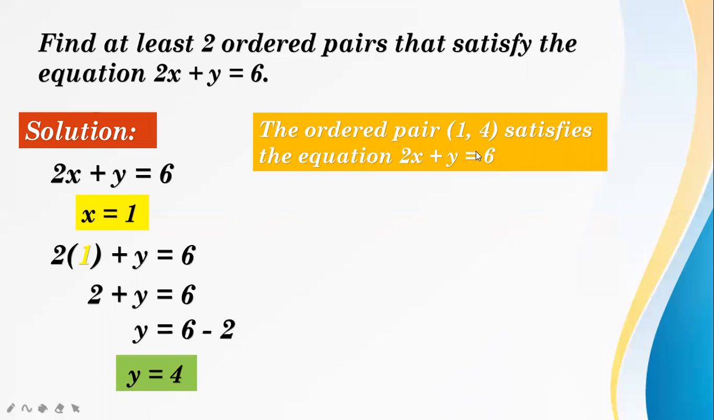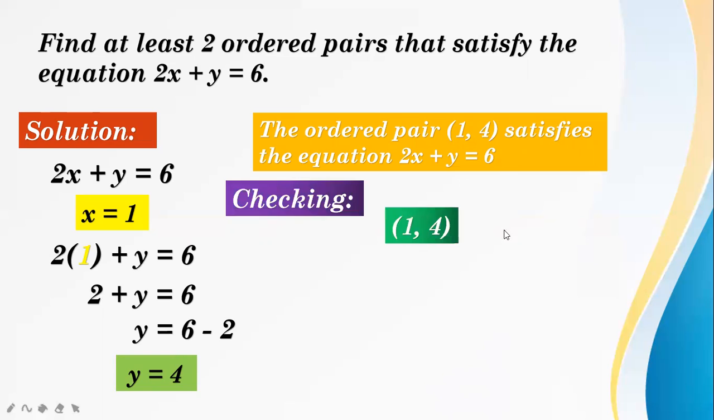The ordered pair 1, 4 satisfies the equation 2x plus y equals 6. Let us check. 1, then 4. This will be your ordered pair, positive 1 and positive 4. Again, this will be your x value and this will be your y value. So x value is 1, then y value is positive 4.